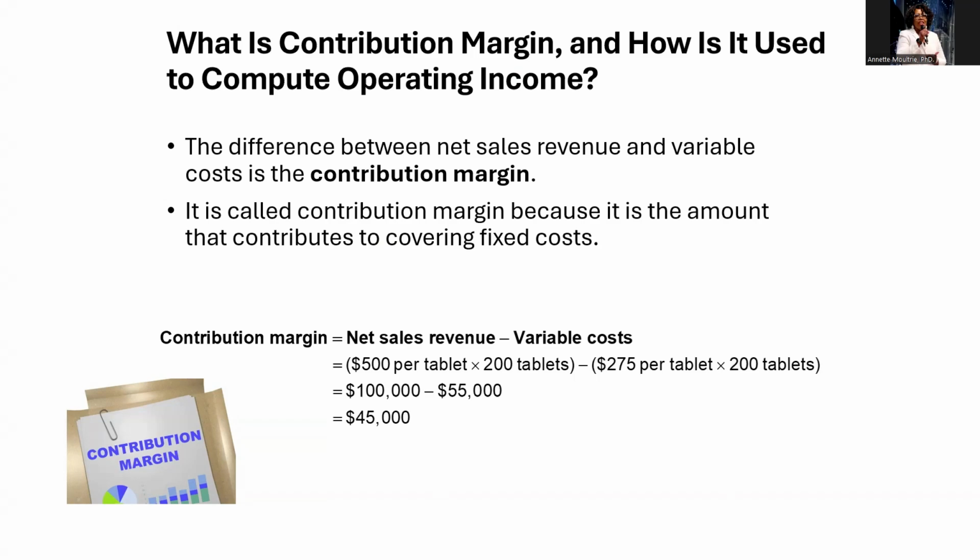So the contribution margin is often expressed in total. So here on your screen, you see the contribution margin is equal to net sales revenue minus variable costs, and we're using the information from Smart Touch Learning. So you have $500 per tablet times 200 tablets, minus the $275 per tablet, which is the variable cost, times 200 tablets. So it equals $100,000 minus $55,000. And it equals $45,000 when you subtract those two numbers.